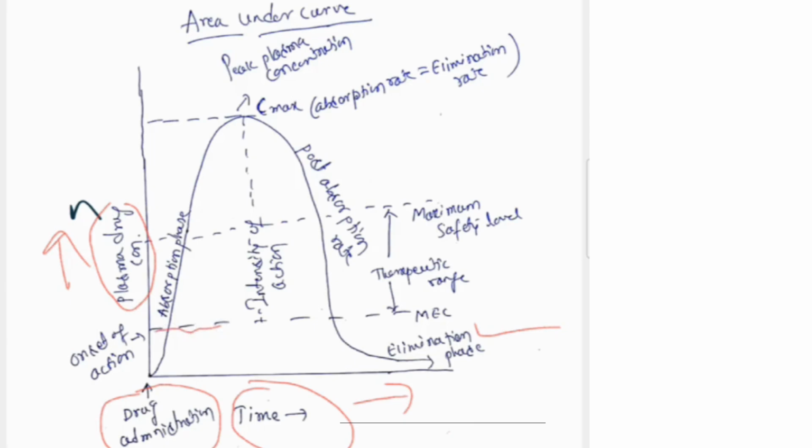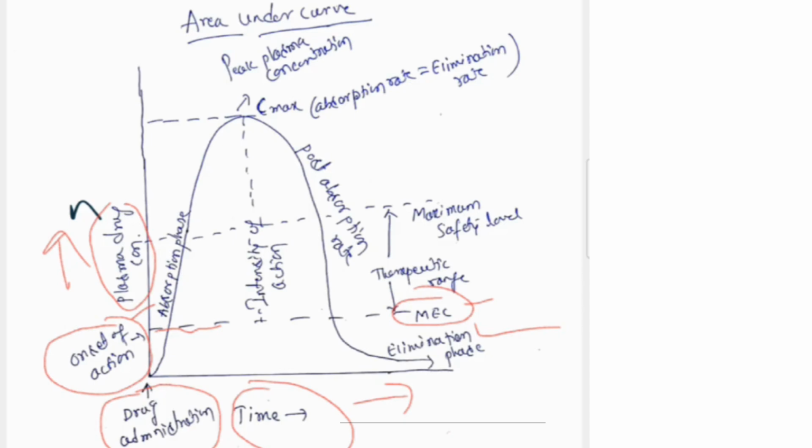After absorption only it will be able to produce the action on the body, that is called onset of action. So here some amount of the drug is absorbed in the body, and it is going to produce the onset of action on the body. So this point is called the minimum effective concentration. At least this much of the drug is required to produce the therapeutic effect on the body.